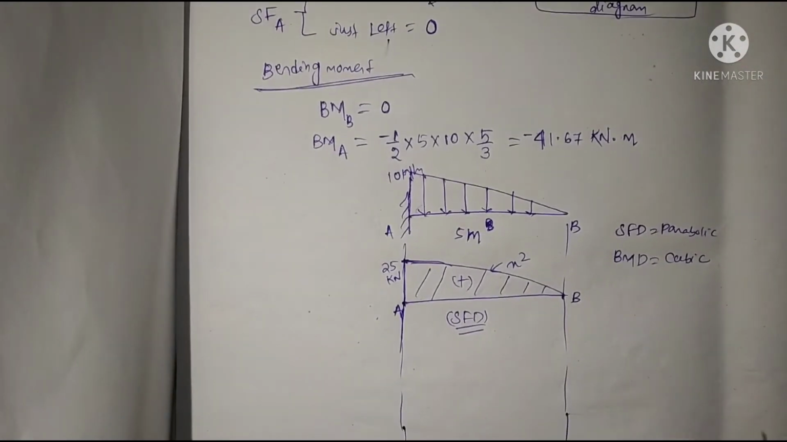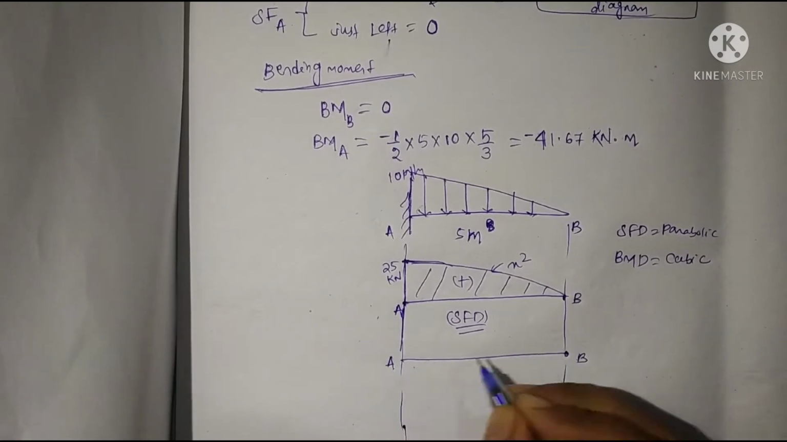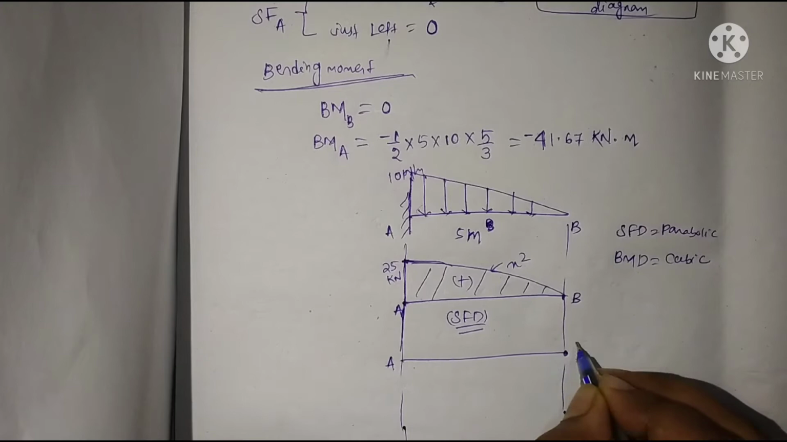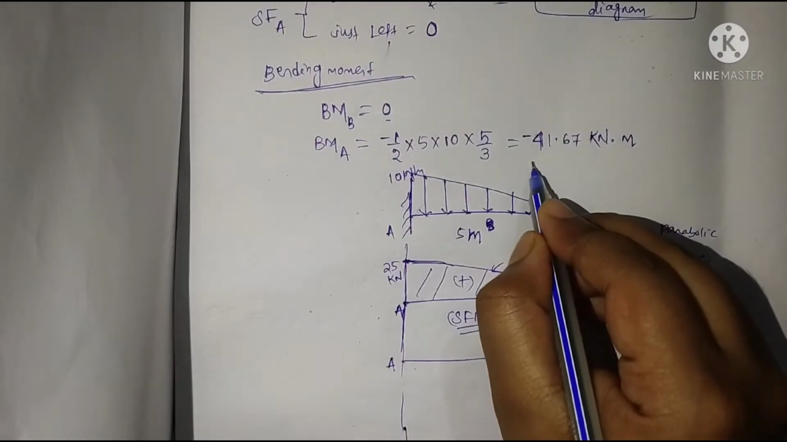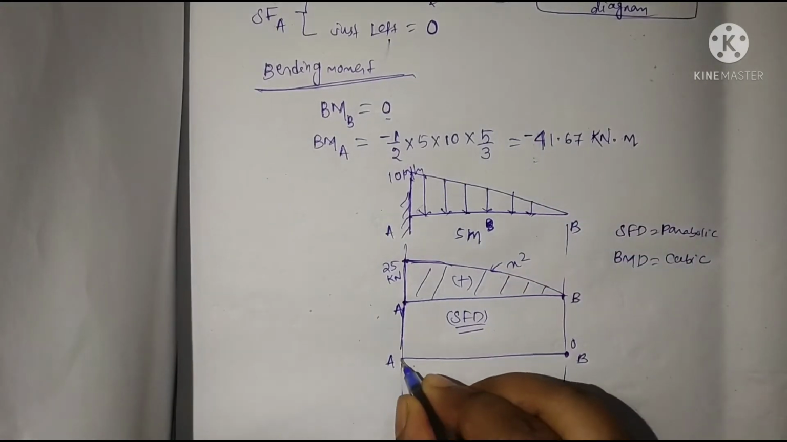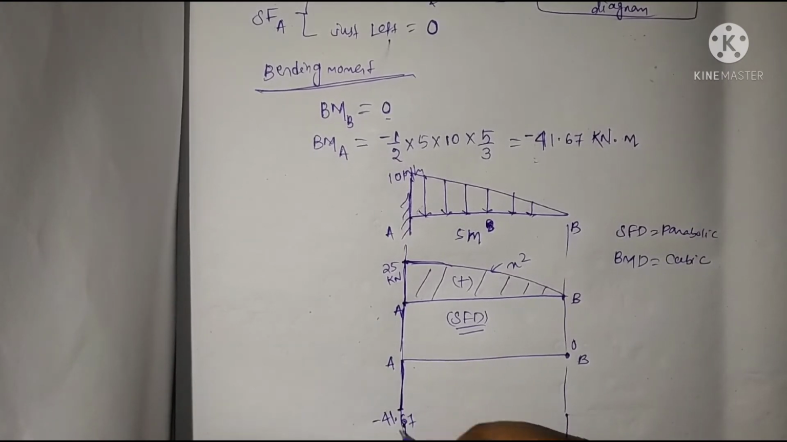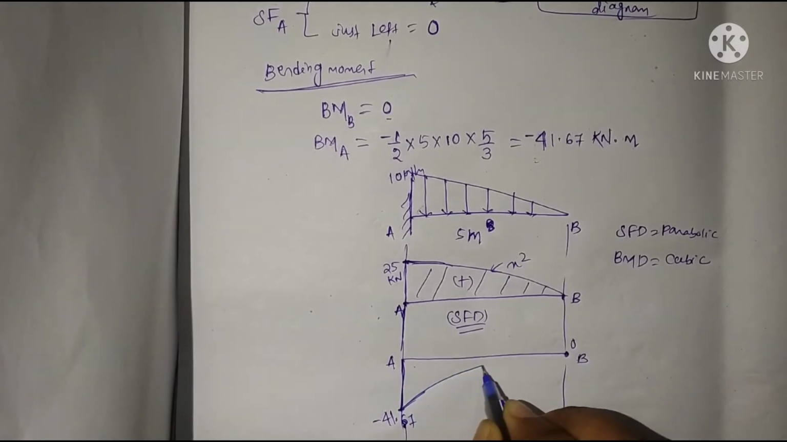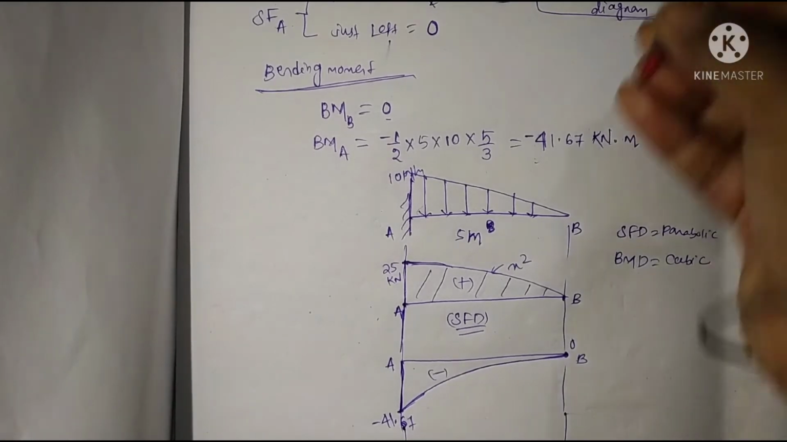Now draw the bending moment diagram. Here the point B, here the point A. At point B, the bending moment will be 0. Now at point A, the bending moment will be minus 41.67. So just mark a point at A, that is minus 41.67, and now we connect it cubically. Just connect it in a cubical manner, that is negative.